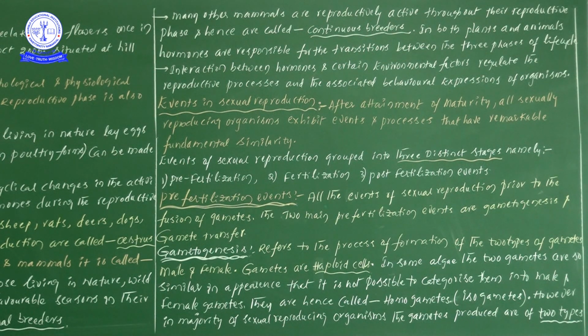One more point: in the previous video we saw that one life cycle of an organism can be divided into three phases. The first is the juvenile phase, the second is the maturation phase or reproductive phase, and the third is the senescence stage or old stage. In both plants and animals, hormones are definitely responsible for the transition, that is, the change from one form to another between the three phases of the life cycle. I hope you understood this one.